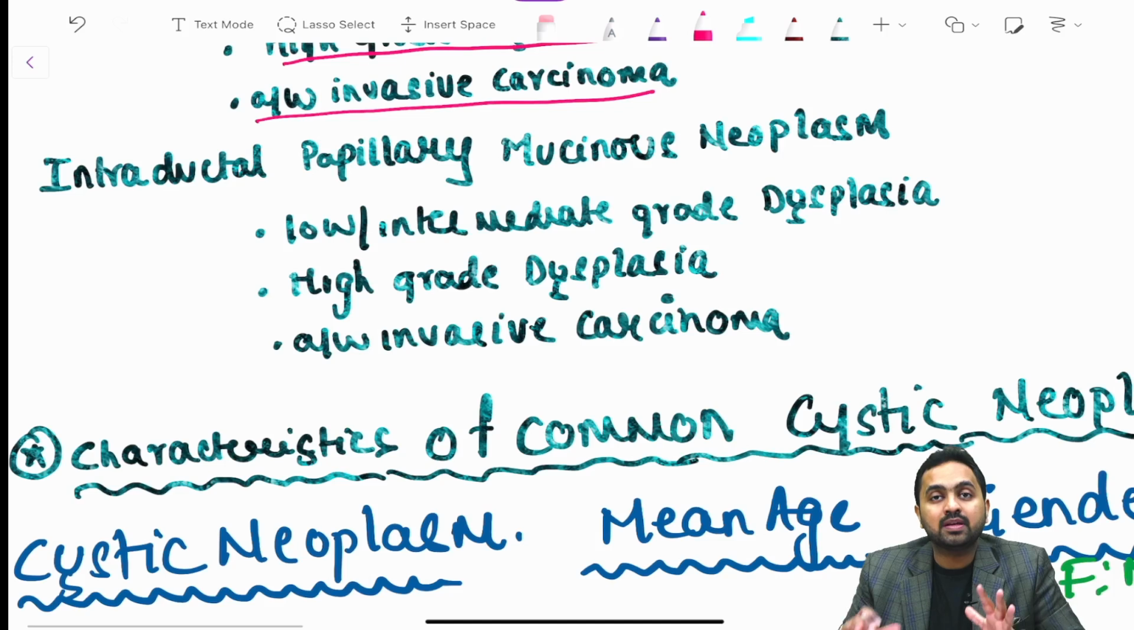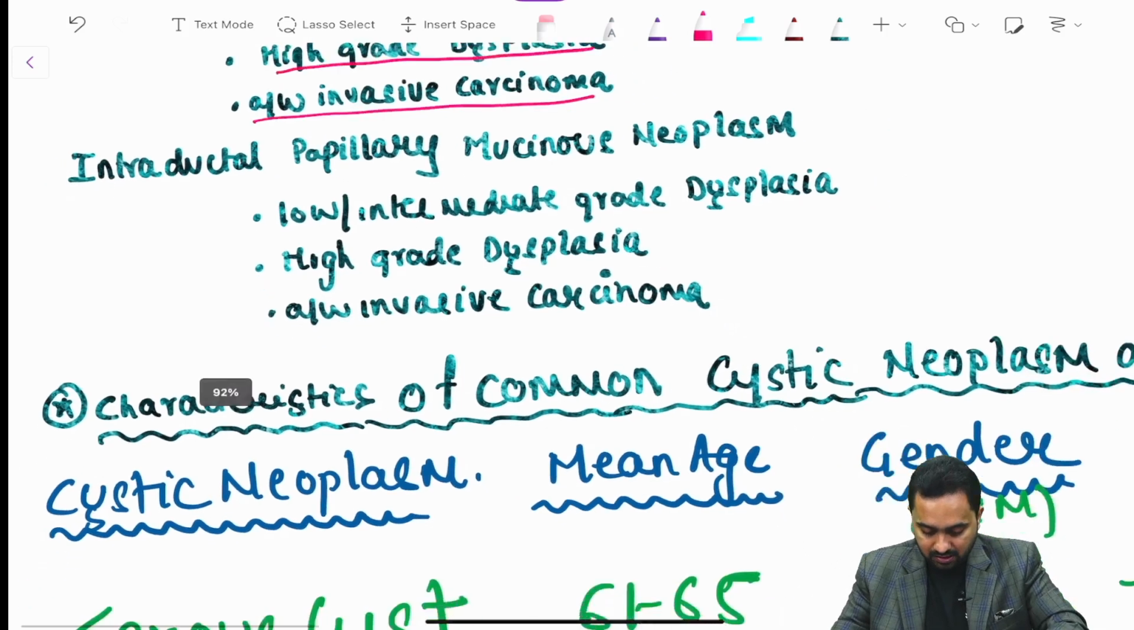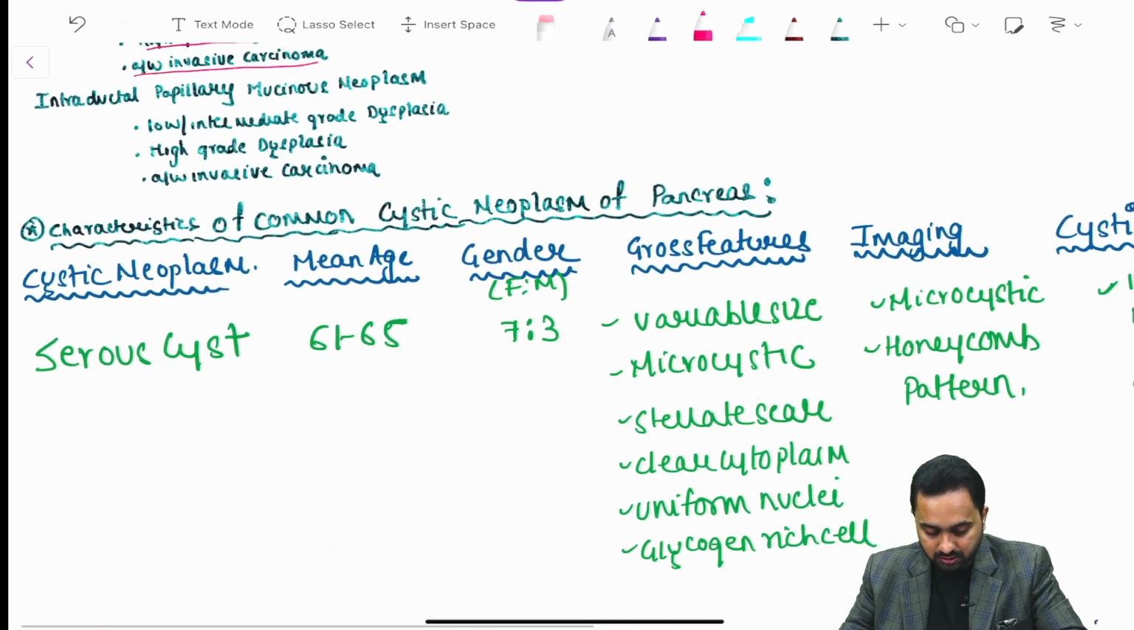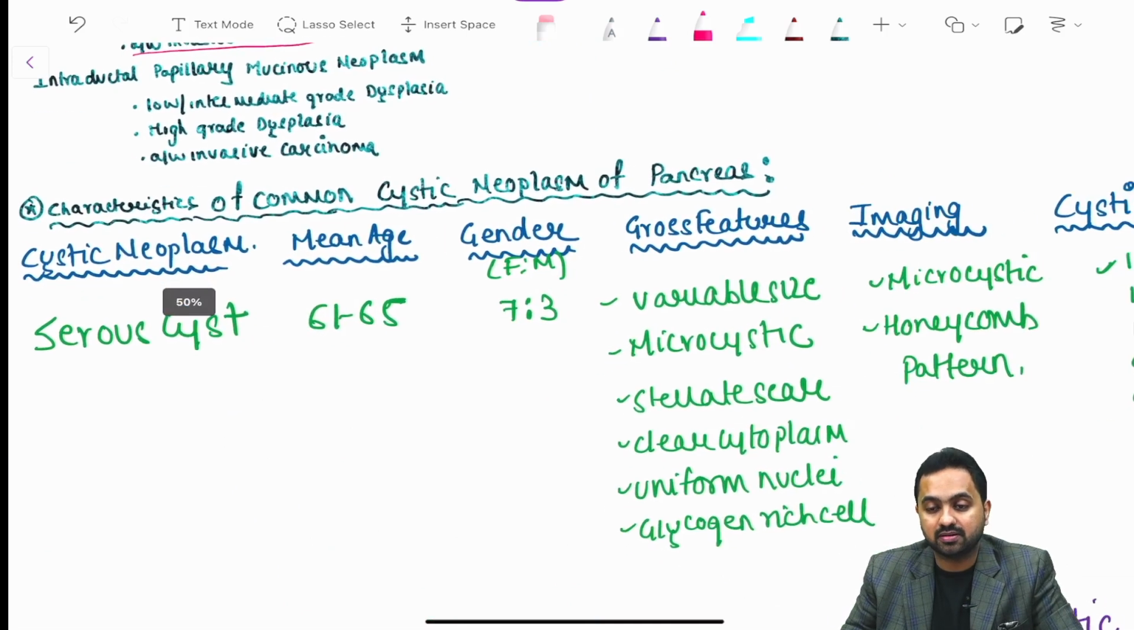Now, we will study the various neoplasms in a tabular form, as you need to differentiate the various sorts of cystic neoplasm. The most important point to be remembered in the cystic neoplasm is your fluid characteristics. So, the first neoplasm that we shall discuss is your serous cystic neoplasm.